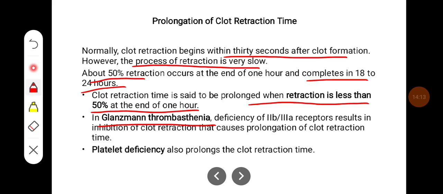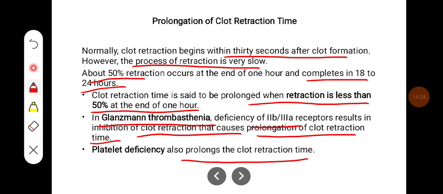In Glanzmann's thrombasthenia, deficiency of 2b3a receptors results in inhibition of clot retraction that causes prolongation of clot retraction time. Platelet deficiency also prolongs the clot retraction time.